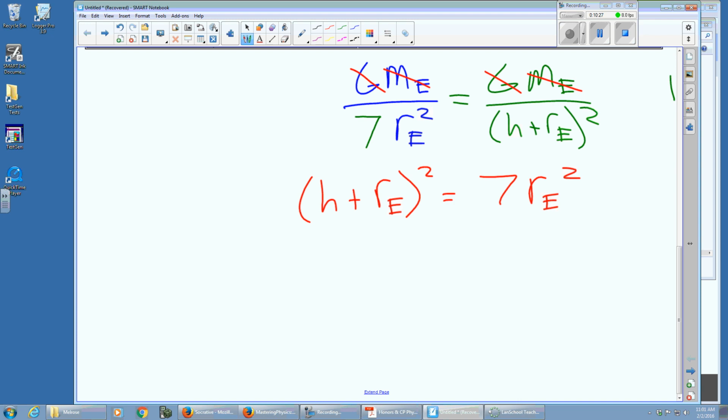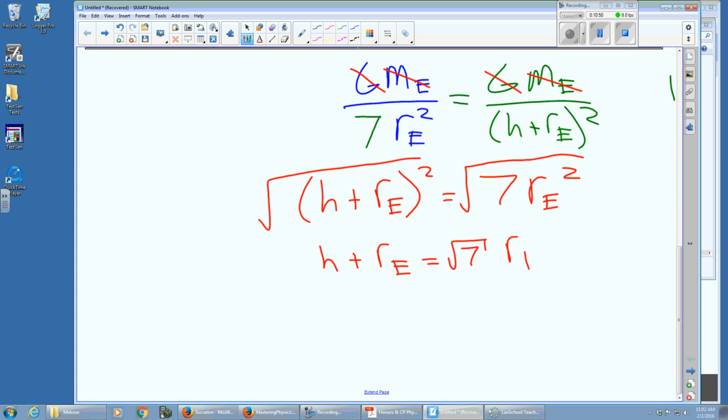Could I square root both sides? That'd make life a lot simpler, right? If I got rid of the squares. They bug me anyway. So let's square root both sides. So throw a square root here and throw a square root there. Everywhere a square root. So h plus radius of the Earth equals square root of 7 and just radius of the Earth.